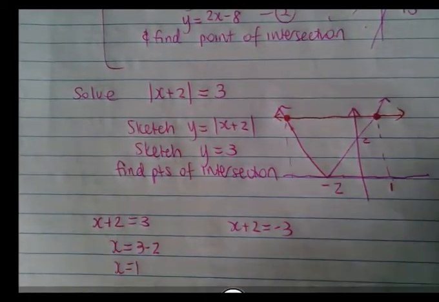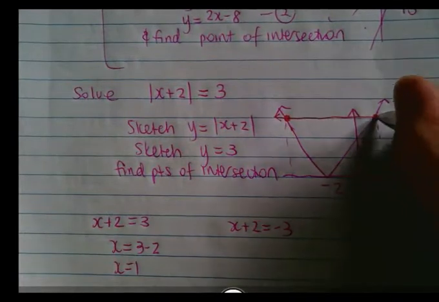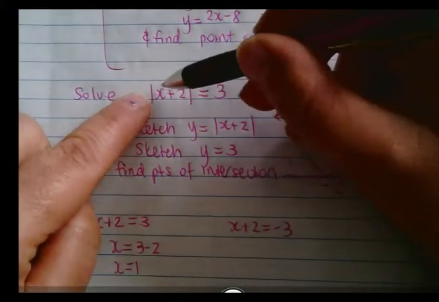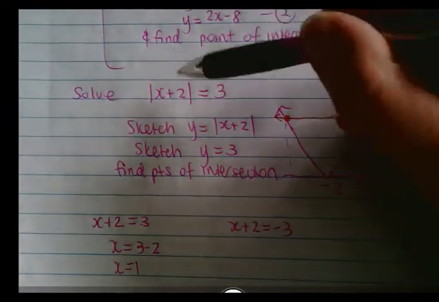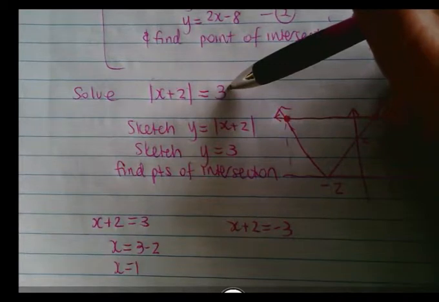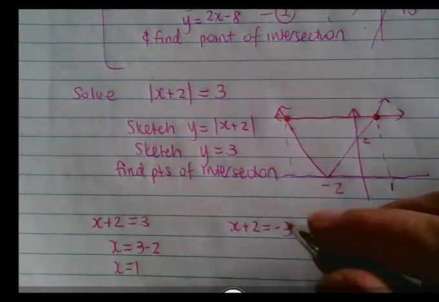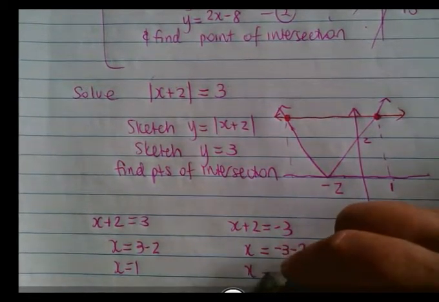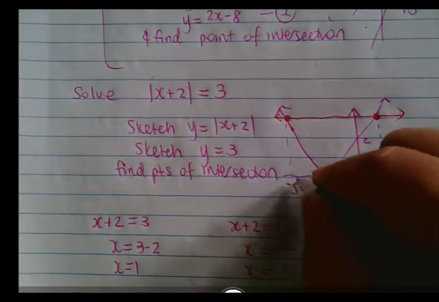So girls, this is the point 1. This is x is 1. See? So when you solve something like that, you can draw it. You can solve it by sketching. You sketch y equals the absolute value of x plus 2. You sketch y equals 3. And then you find the points of intersection. And what's this one? Negative 3 take away 2 is negative 5.